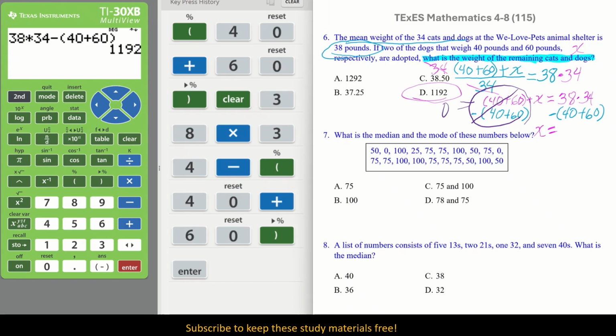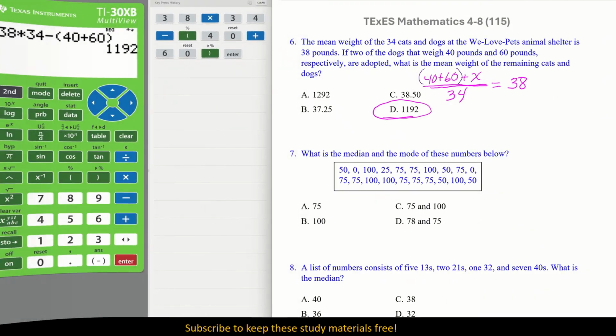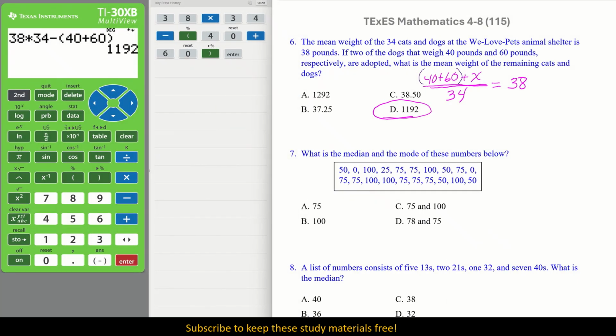All right, let's take a look at the next one. All right, so now let's look at number 7. What is the median and mode of these numbers below? Okay, we can use a list for this. However, I'm looking at the mode.